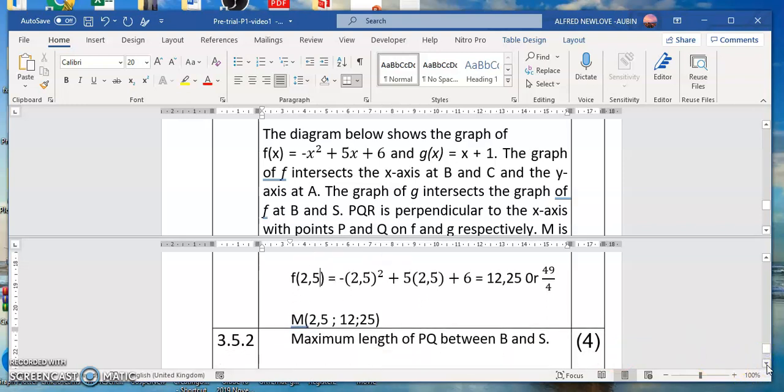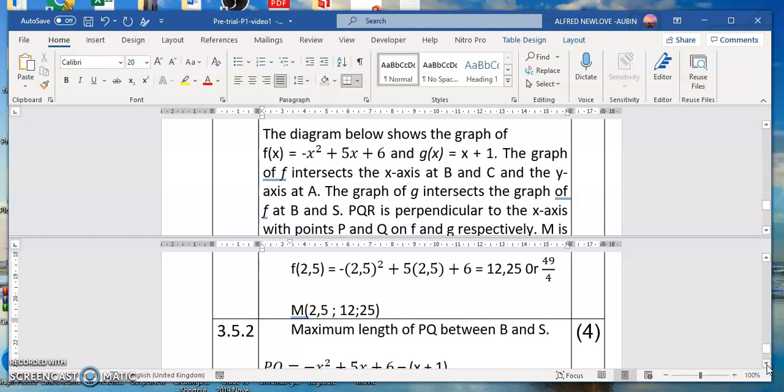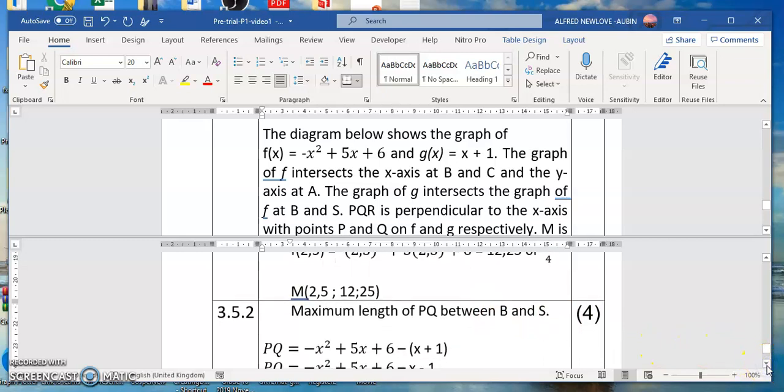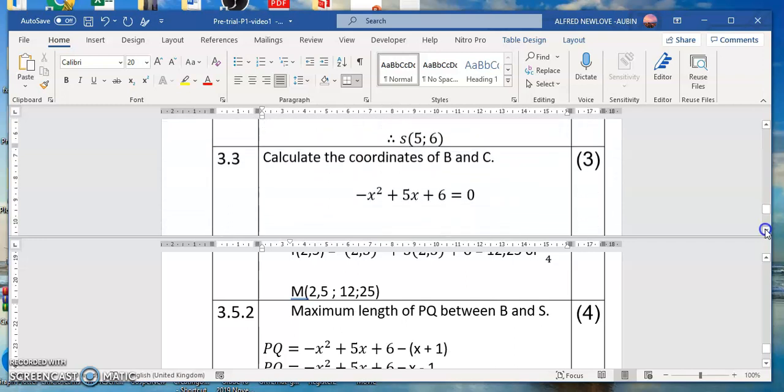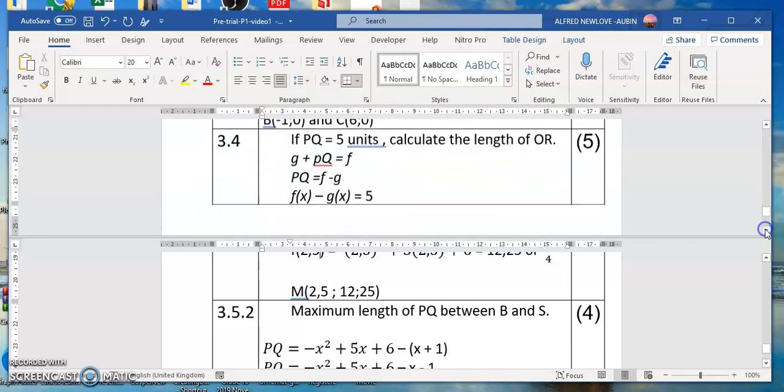Then the next question says, find the maximum length of PQ between B and S. Now to find the maximum length of PQ between B and S, we need PQ. And PQ is this one minus that. Remember in our equation, PQ is F minus G. So our F was this, minus G is this.